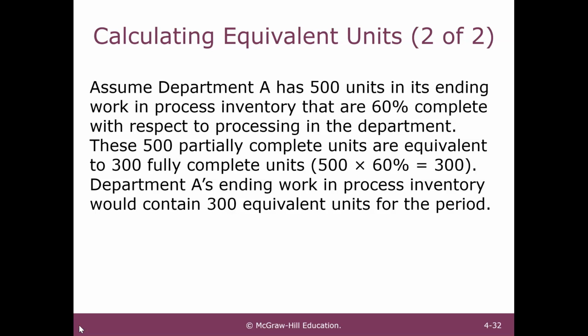Okay, let's practice calculating equivalent units. Assume Department A has 500 units in its ending work in process inventory, and they are 60% complete. These 500 partially complete units are equivalent to 300 fully complete units. Take the 500 times the 60% complete, and you get 300. Department A's ending work in process inventory should contain the 300 equivalent units for the period.